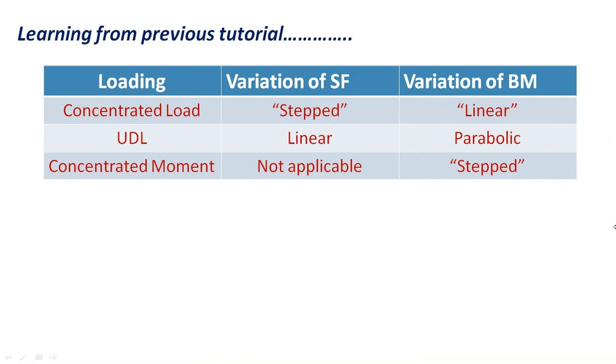To have a quick recall, we have noticed that the variation of shear force and bending moment happens over the span, and the kind of variation depends upon the type of loading. If the loading is concentrated, then the variation of shear force over the span of the beam looks like a staircase and it is called a stepped function, while the variation of bending moment is linear, like a straight line. And if the loading is UDL, the variation of shear force is linear and the variation of bending moment will be a second degree curve. It becomes parabolic.